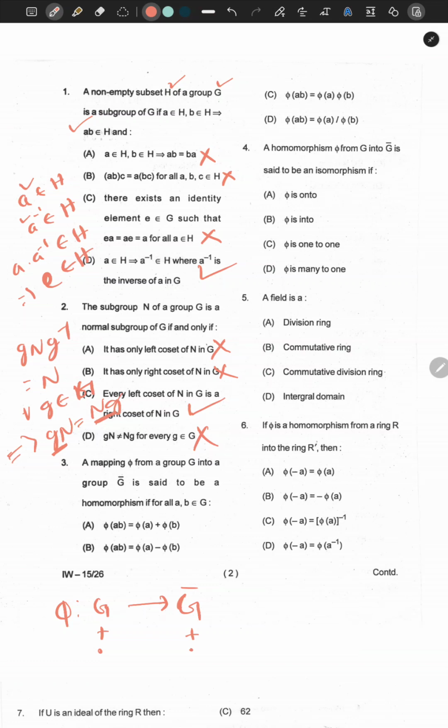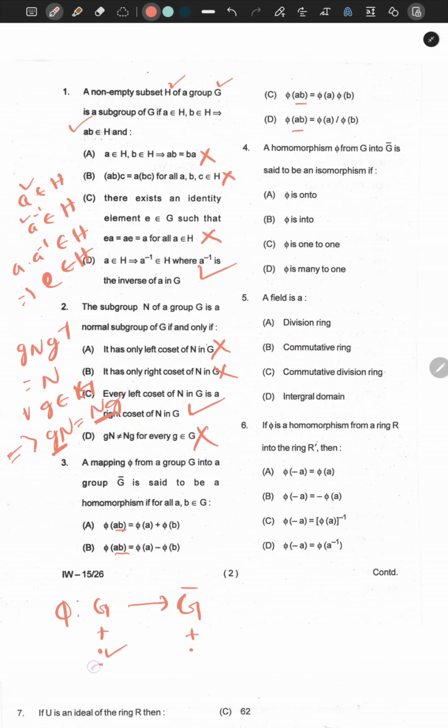From the options it is clear that G is a group under multiplication, because everywhere AB is written: in option A, here also AB, and here also AB. From these options, we can judge that G is a group under multiplication.